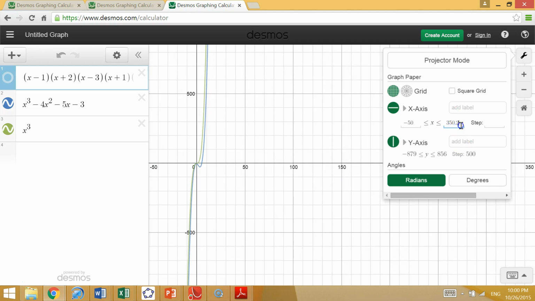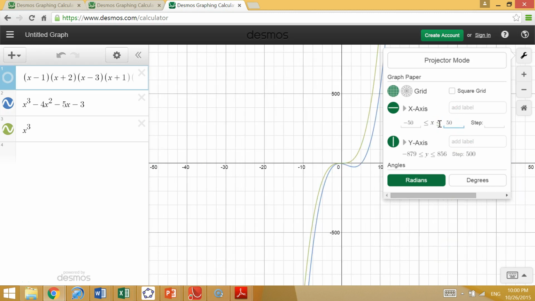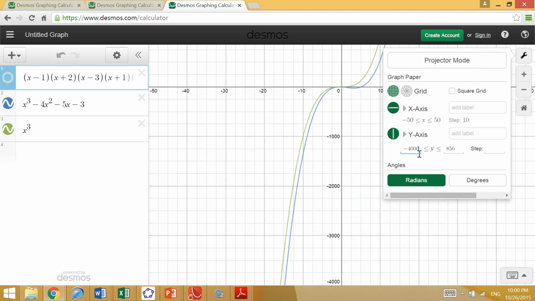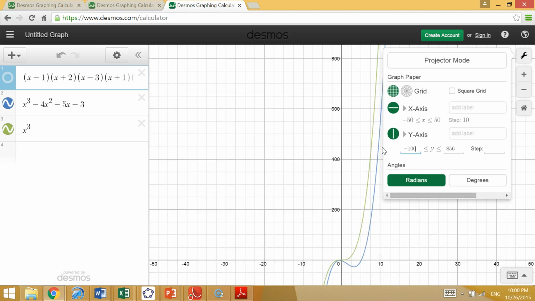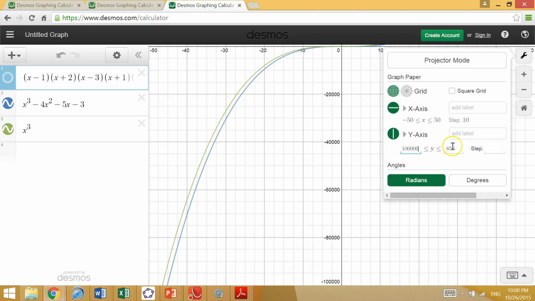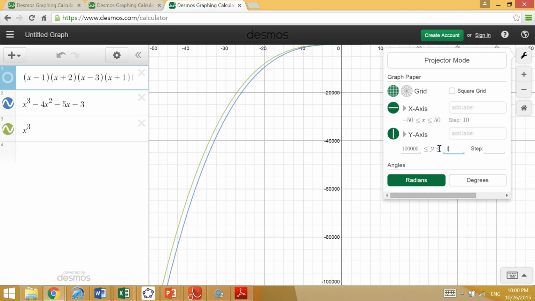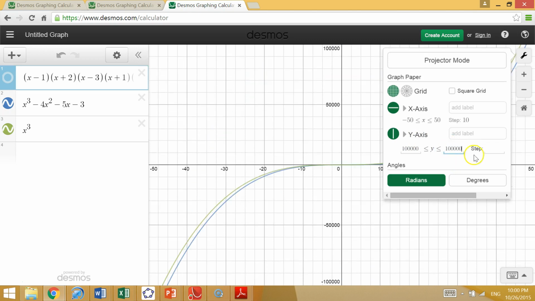So we're just going to get a better view of what's going on here. I'm going to change my y-axis. I'm going to go from like negative, I don't know, I might have to go to like 4,000. Oh, even worse. We'll probably go to negative, I don't know, 100,000. Look at that. And then our y max I'll change to 100,000. All right.